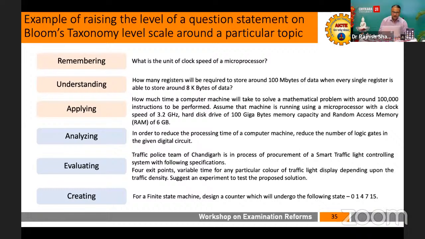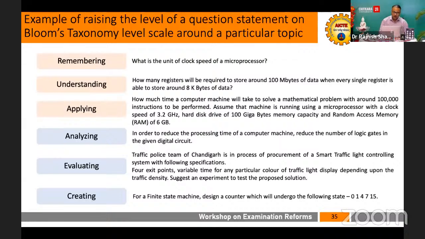Then third: how much time will a computer machine take to solve a mathematical problem with around 100,000 instructions to be performed? Assume that the machine is running using a microprocessor with a clock speed of 3.2 gigahertz, a hard disk drive of 100 gigabytes memory capacity, and random access memory of 6 gigabytes or so. Now again, this problem statement has been taken from a very real life scenario, and the student's actual knowledge about applying his knowledge will be tested in this particular question.